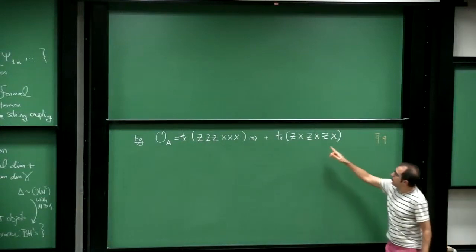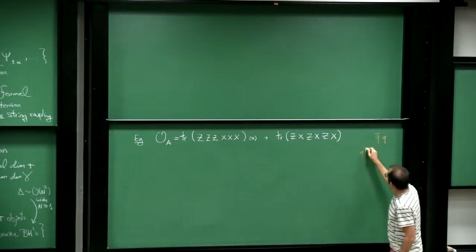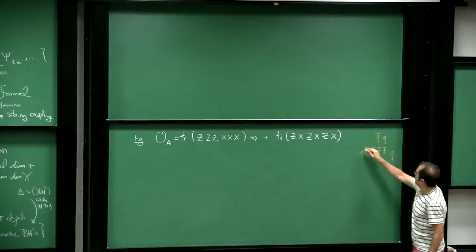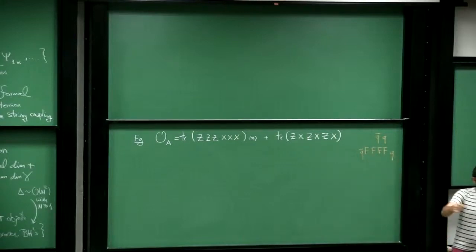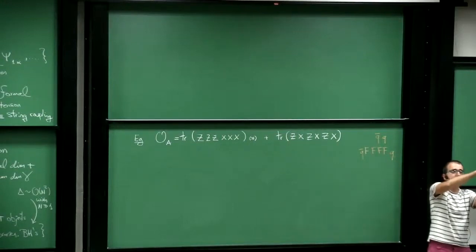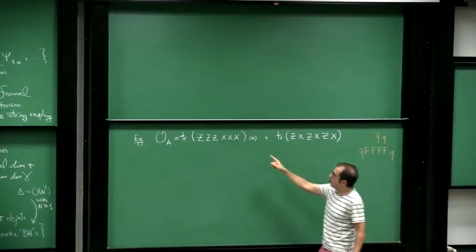And I could consider things that look more like this if I do say Q, and then I could put a bunch of field strengths in the middle, or a Wilson line, and then another Q. And this would look like an open string where I have a quark, an anti-quark, and some kind of flux tube between the two.